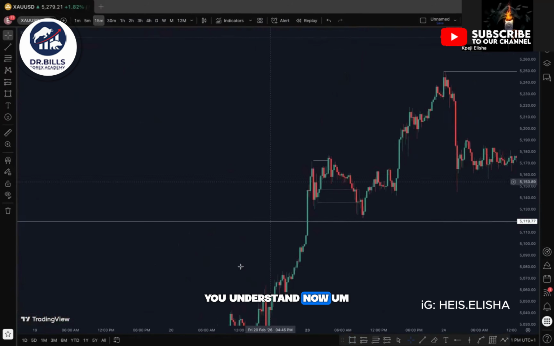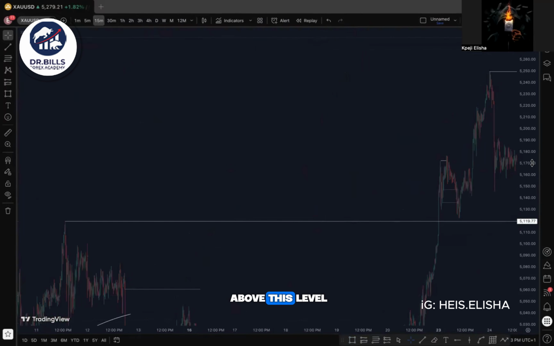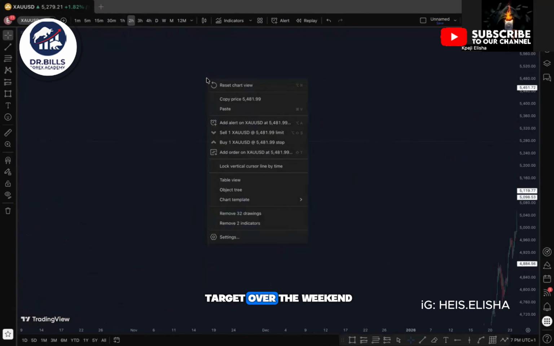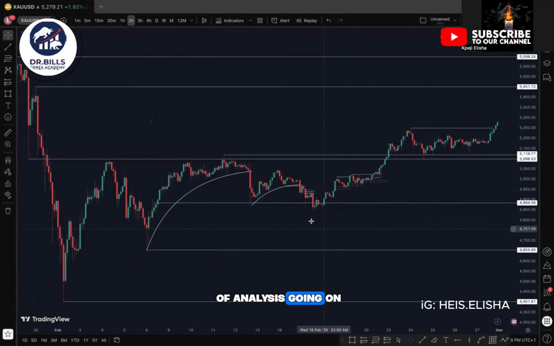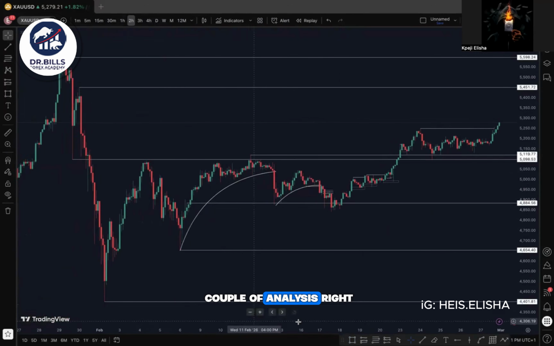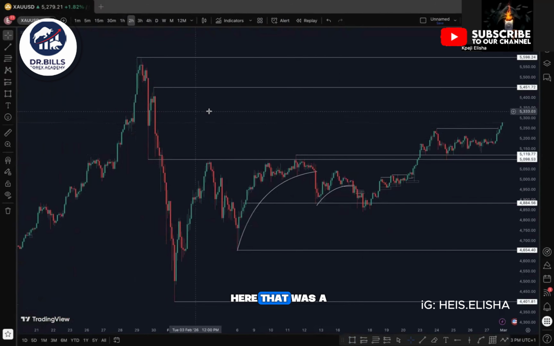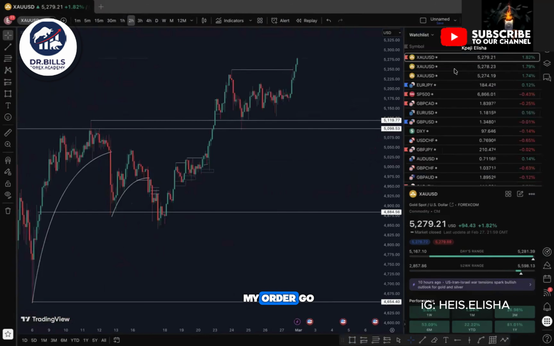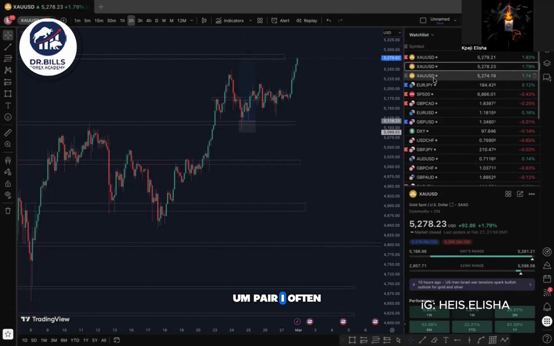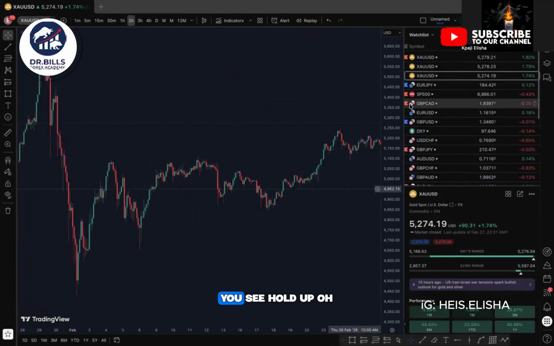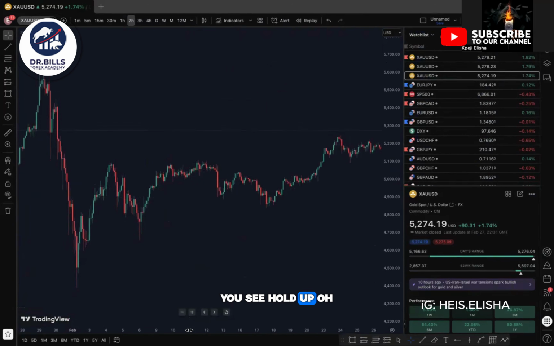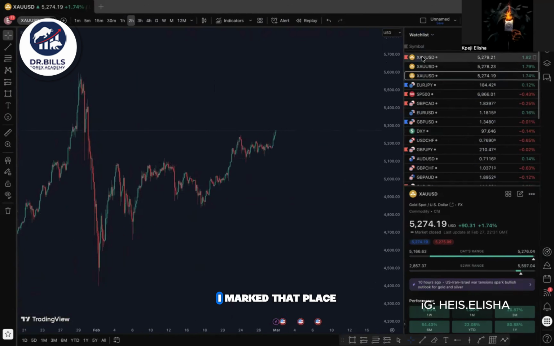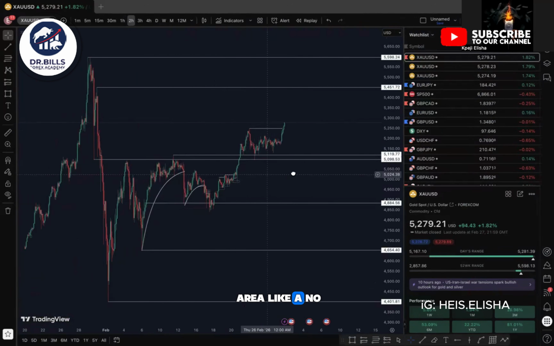You understand? Now, because price had gone above this level, its next target was... Over the weekend we had a couple of analyses going on, and one of them was that there's a fair value gap here that was a dangerous zone. Okay, it was a no-go area. In my other gold pair, I often mark this place. Hold up, did I remove it? Seems like I did remove it. I marked that place as a no-go area.